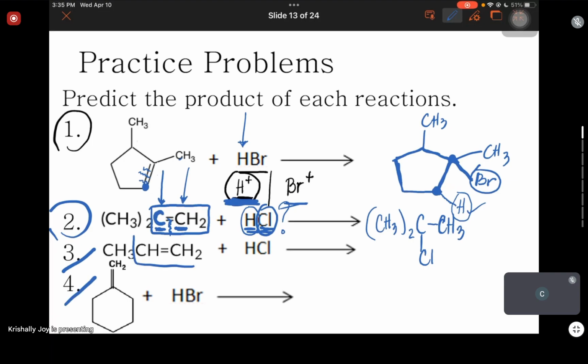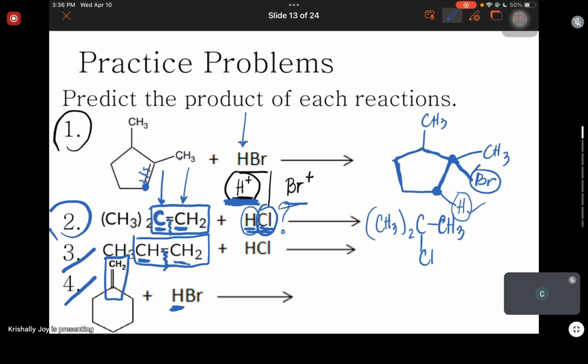Look, after you highlight the portion with the double bond, immediately compare which one has more hydrogen between this carbon and this carbon. Where are there more hydrogens? That is where the hydrogen will go later on after you break the pi bond. Same for number 4. Obviously, it is very obvious where there are more hydrogens.